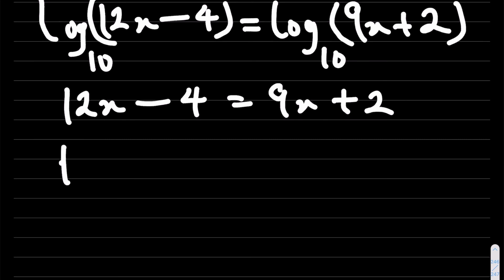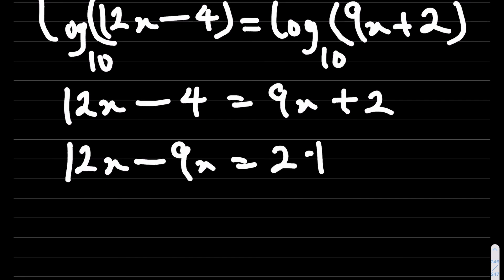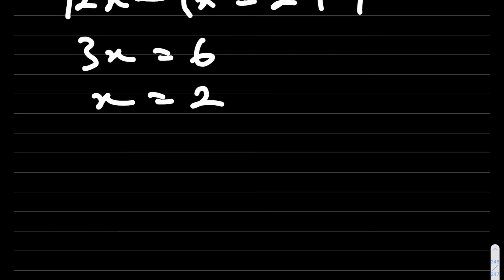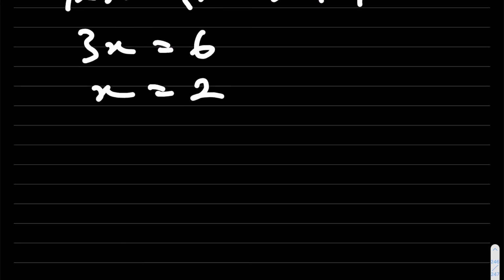And this simply means 12x minus 9x equals 2 plus 4. And that means 3x equals 6, which means x equals 2. Now we go straight to the next.